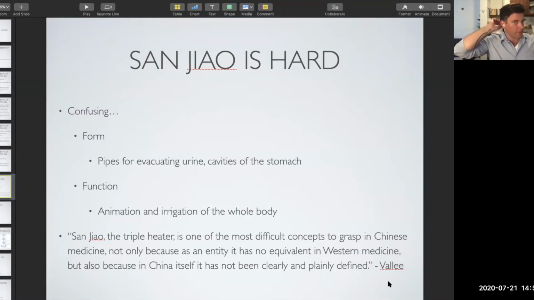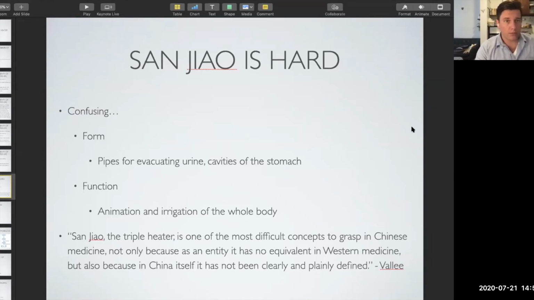Elizabeth Rochette-Vallée, who's one of the authors that I'm studying at this stage of my clinical experience, has this quote in her, I don't have it at hand, I've got a book from her on the Sanjiao. "Sanjiao, the triple heater, is one of the most difficult concepts to grasp in Chinese medicine, not only because as an entity it has no equivalent in Western medicine, but also because in China itself, it has not been clearly and plainly defined." So we have quite a few of these areas in Chinese medicine.